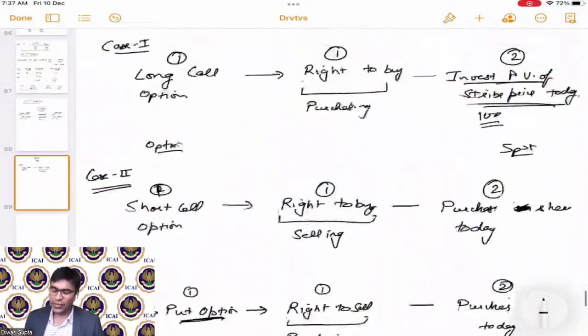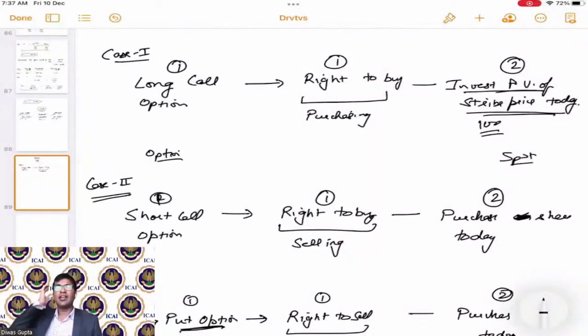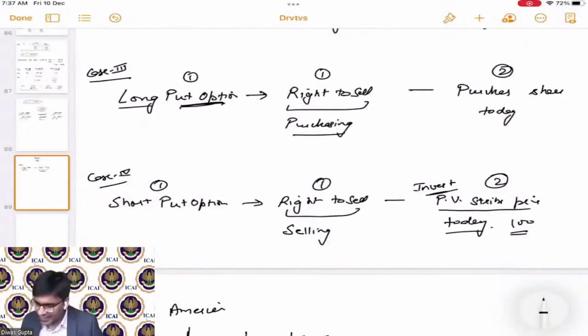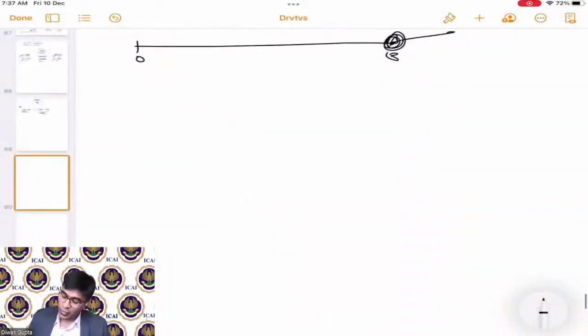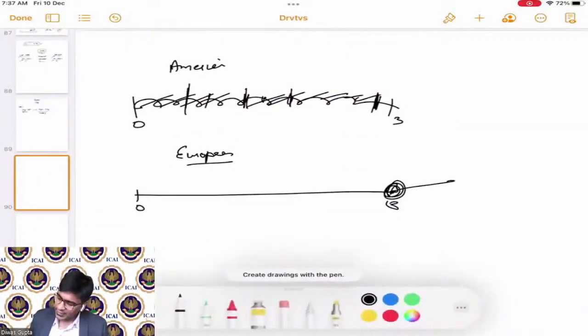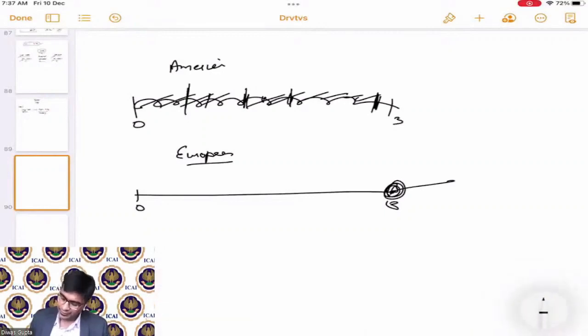Okay. Now, these are the beautiful cases that we have discussed: case number 1, case number 2, and case number 3. Now, students, please note the next point.